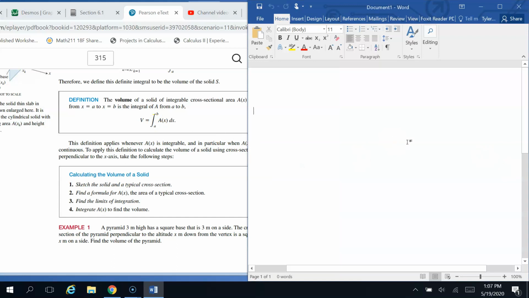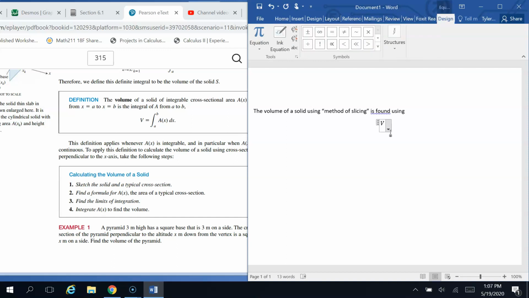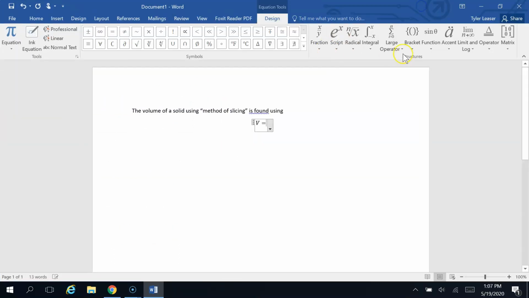So for something for you guys to write down from everything that I just said there: the volume of a solid using what we're going to call the method of slicing. Think of it like slicing bread of some kind of a solid. It is found using the following formula. The total volume is going to be the integral from A to B over just the cross-sectional area as a function of x, dx.